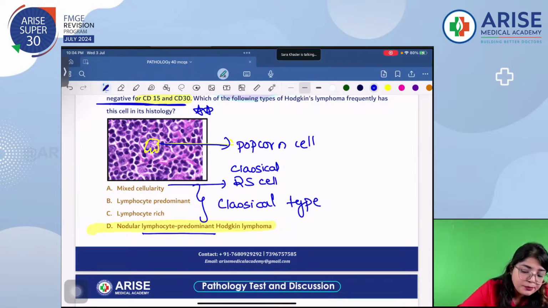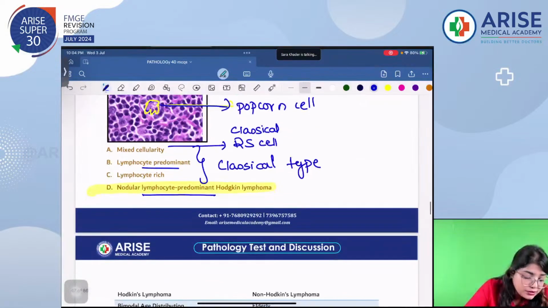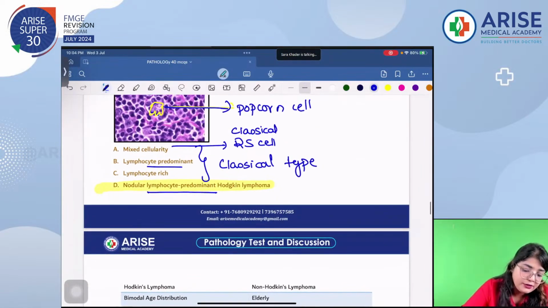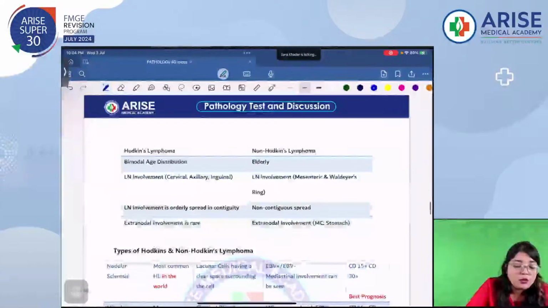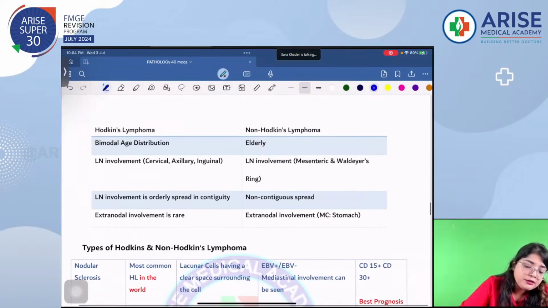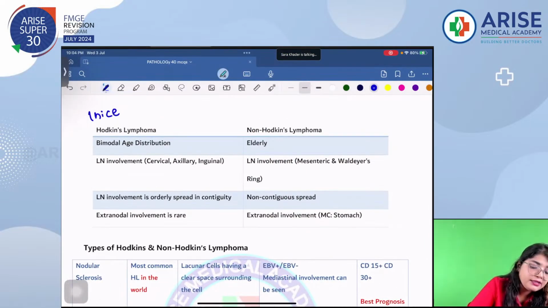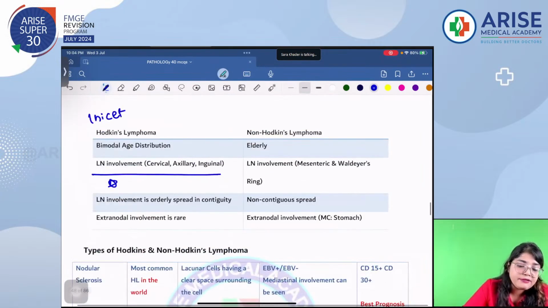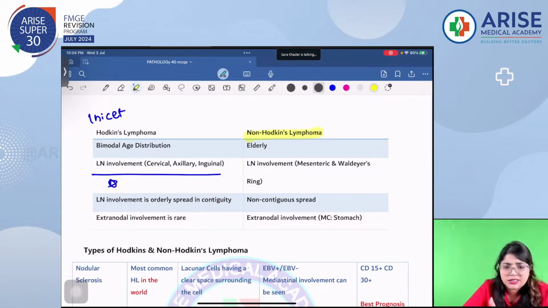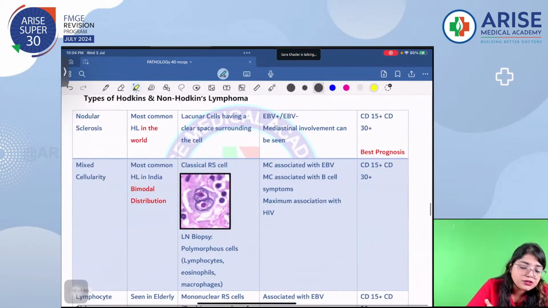What about lymphocytic predominant? Remember, this is also not associated with EBV. Go through this one table. From here, there was a recent INI-SS question where they had asked about the lymph node involvement and Waldeyer's ring was given. So this was important. This is between Hodgkin's and non-Hodgkin's, the differences between them and the types of Hodgkin's lymphoma.